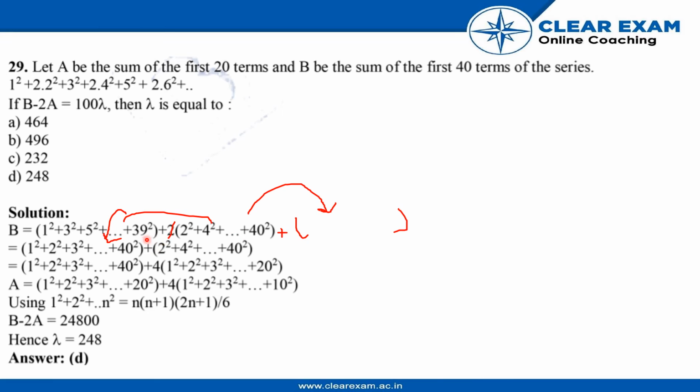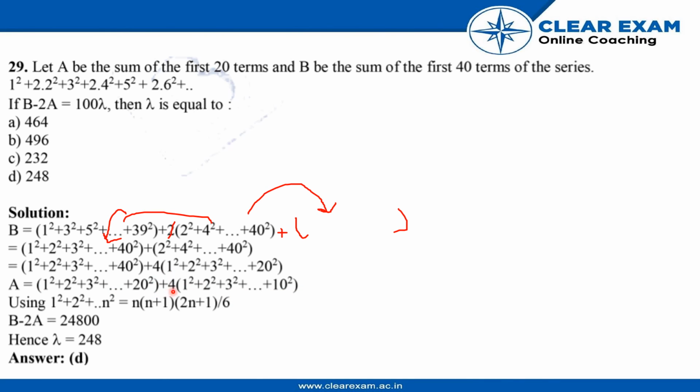Now we are done with this part. We leave it as it is. What we consider is taking 4. What is common in this? If you observe very carefully, then you'll know that 4 is common in these terms, right? So we'll take 4 common. Then we'll have another series in which we have the terms from 1 to 20, square of each term, right?